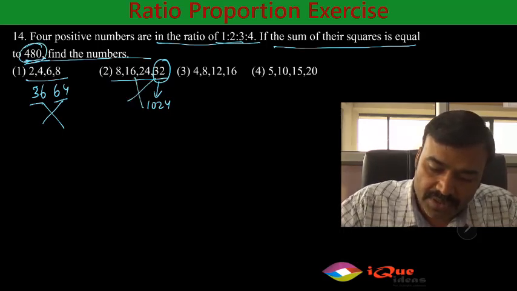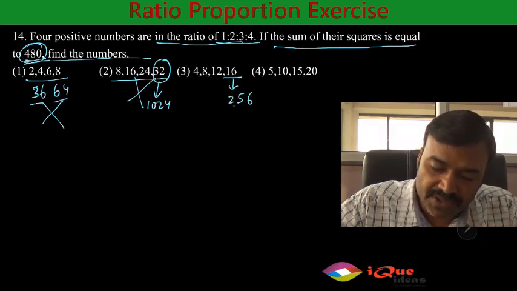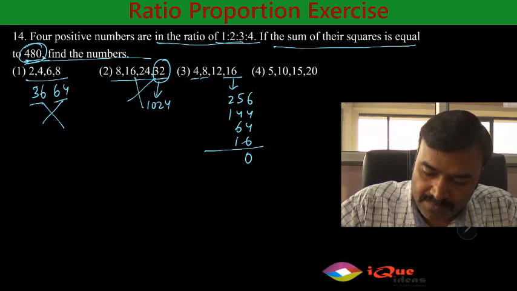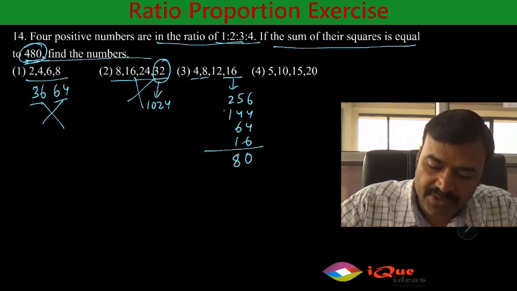Okay. Next option, 16 square is 256. 12 square is 144, 8 square is 64 and 4 square is 16. As you can see, this adds up to 480.